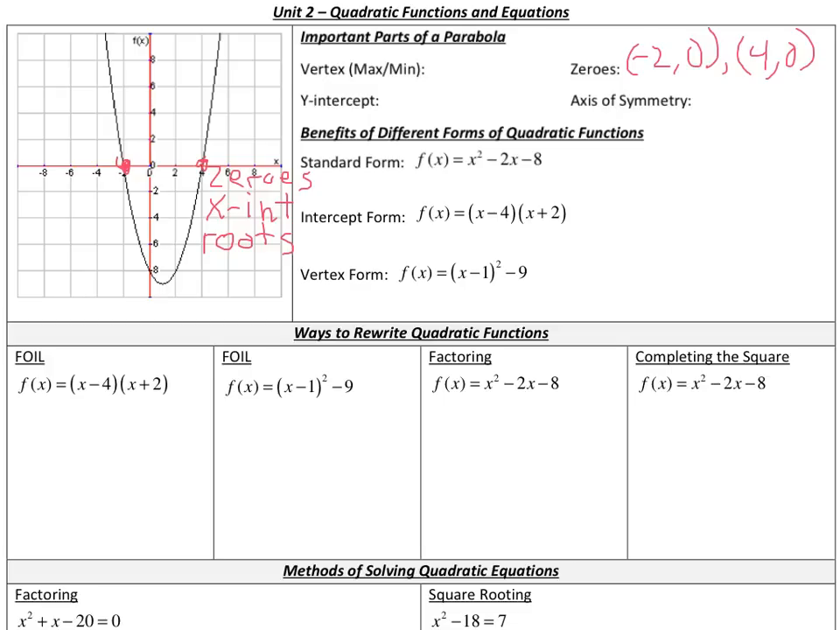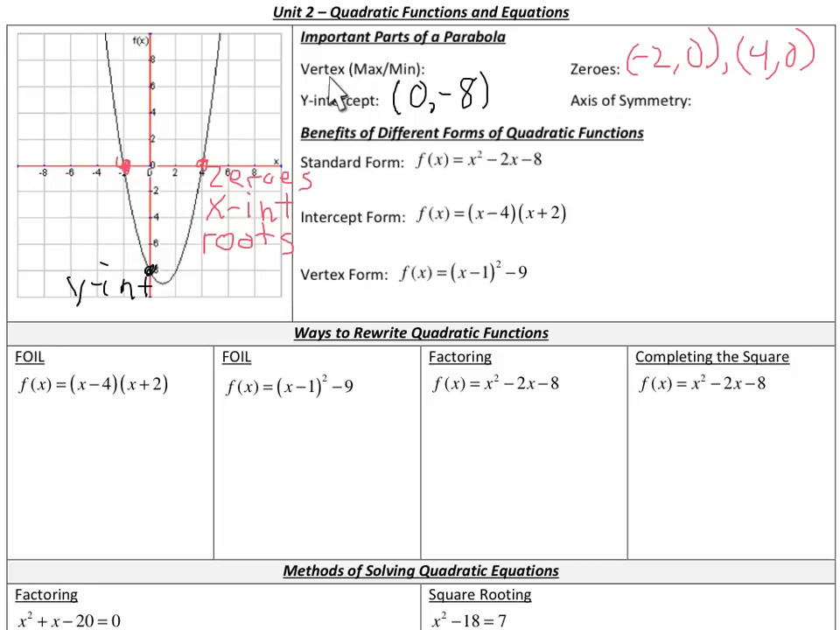The next one is, let's talk about y-intercepts. Y-intercept is where it crosses the y-axis. So right there at -8. If we write that as a coordinate, that right there is your y-intercept. Don't you love my beautiful handwriting? And as a coordinate, that is (0, -8). That is my y-intercept.